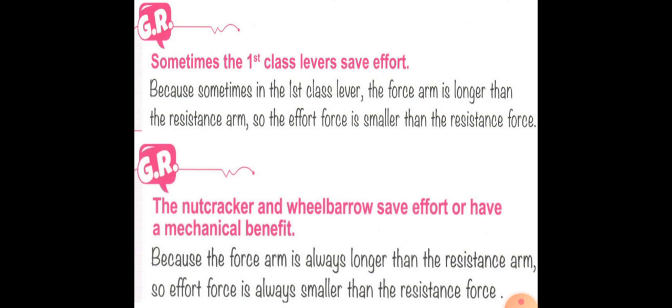Another give reason: the nutcracker and the wheelbarrow save effort or have mechanical benefits. You can say because the force arm is always longer than the resistance arm, so the effort force is always smaller than the resistance force. Here he is talking about the nutcracker, an example of the second class lever, and also the wheelbarrow. So he is asking you about the second class lever, and you know that in the second class lever the force arm is always longer than the resistance arm, and so the effort force is smaller than the resistance force. And when the effort force is always smaller than the resistance force, these levers conserve the effort or have mechanical benefits.